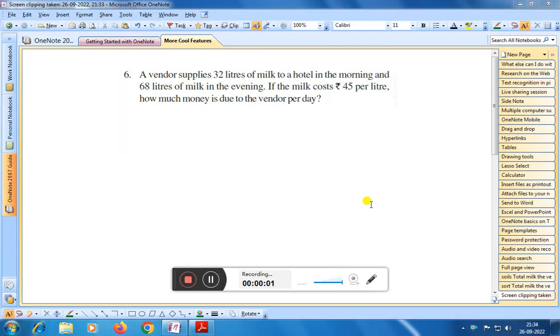Dear friends, today we shall discuss question number 6, exercise 2.2. The question is, a vendor supplies 32 liters of milk in a hotel in the morning and 68 liters of milk in the evening. If the milk costs rupees 45 per liter, how much money is due to the vendor per day? We will solve this problem like this.